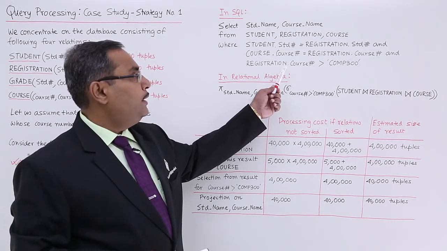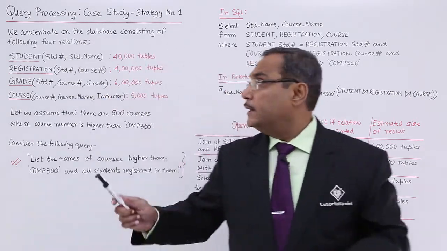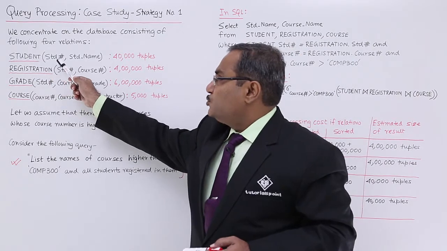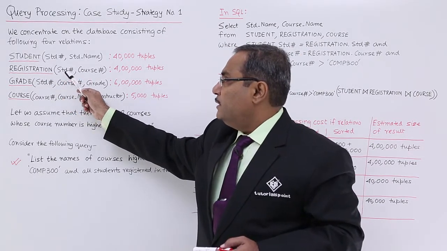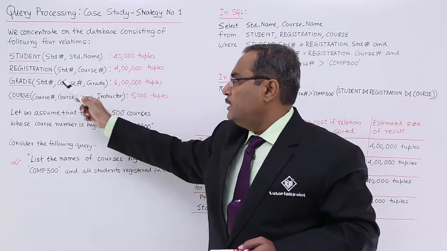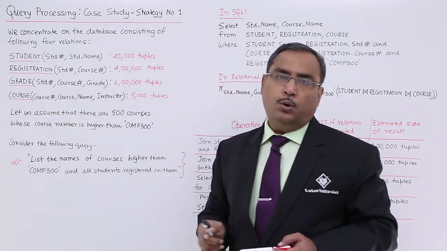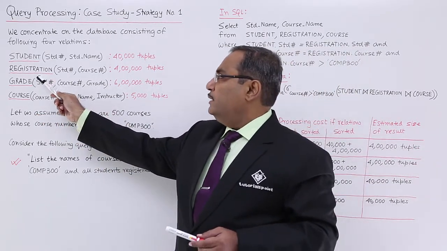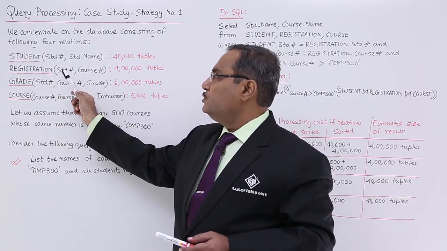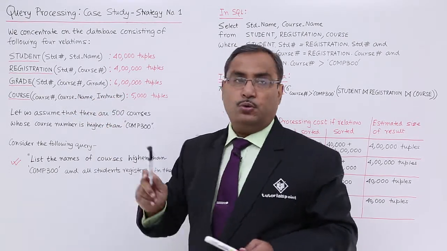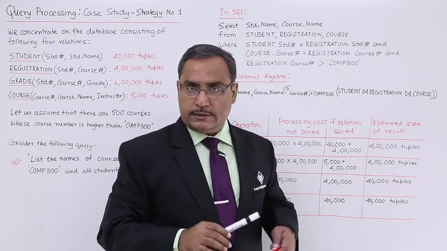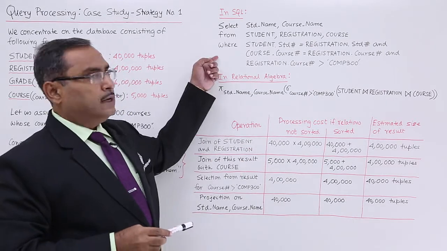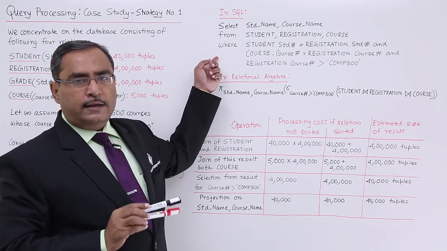So now this is a query which we have written. Now see, the student is having the student number, registration is having both student number and the course number, and the course is having the course number. So only registration knows which student has got registered to which course. So accordingly, we have done this. So this is the query written in plain SQL.